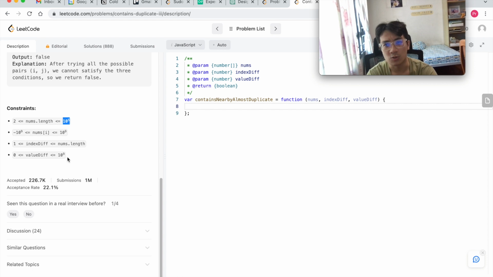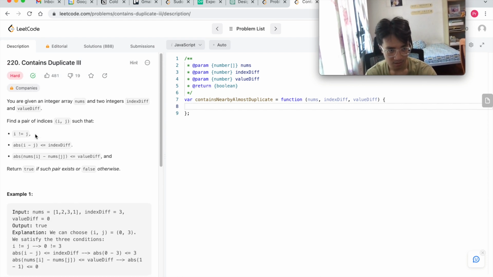So we have to try to do it in either linear time or n log n time, and I think my solution is in linear time. Let's see it, right? But before that, let's take a look at the question.